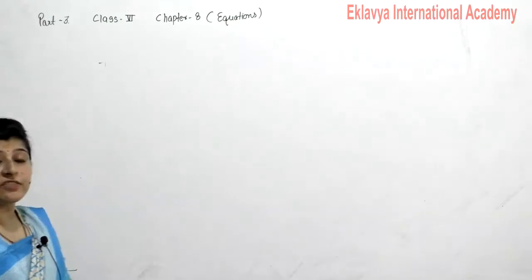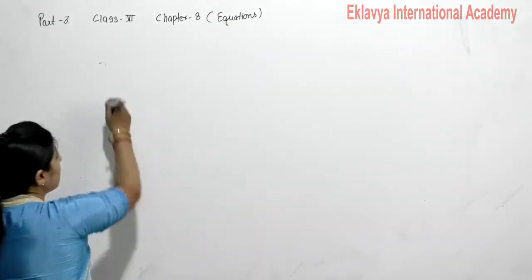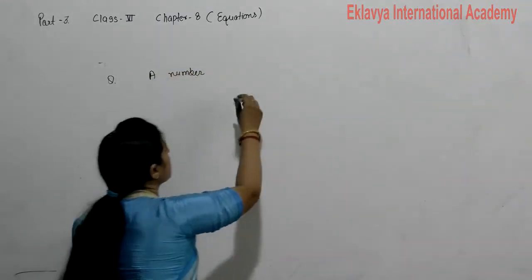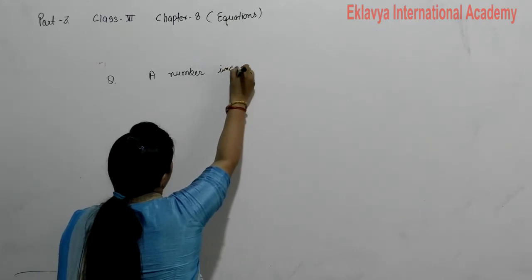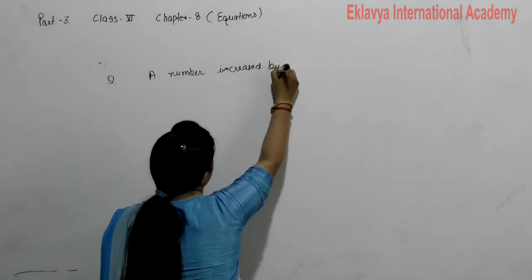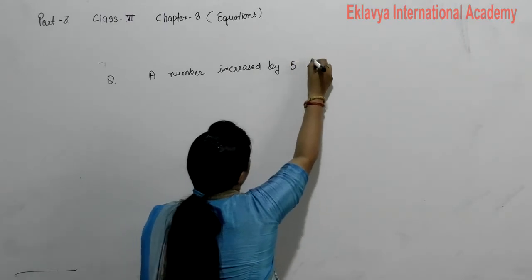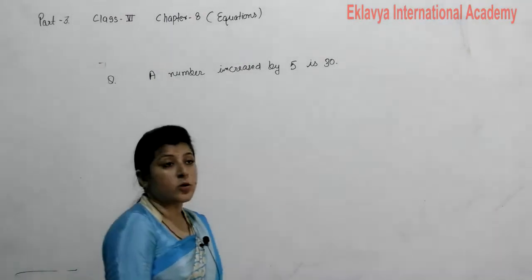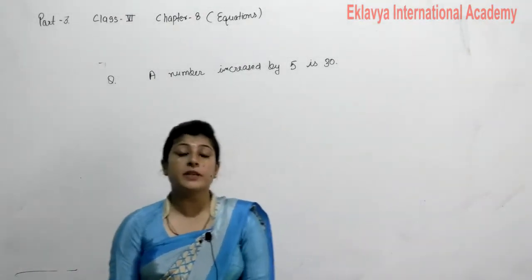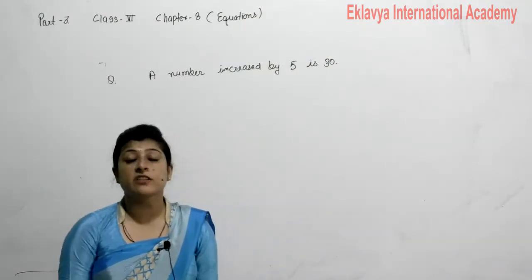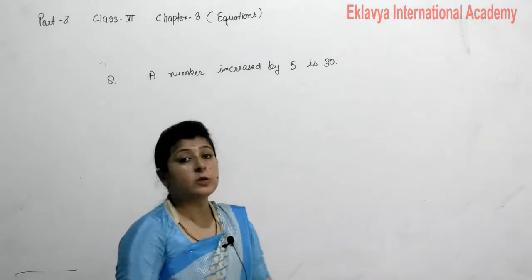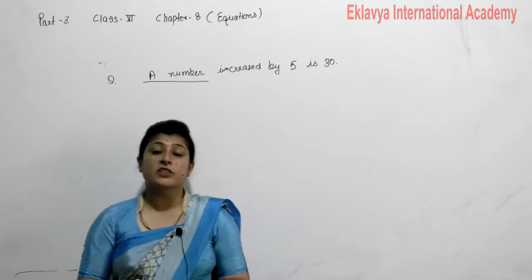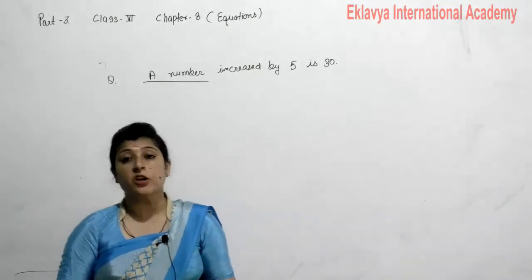See here, any word problem. Suppose we take: a number increased by 5 is 30. Then how do we convert this word problem into an equation and find the value? In this question, we don't know the number. It means we have to find the value of the number, the solution.